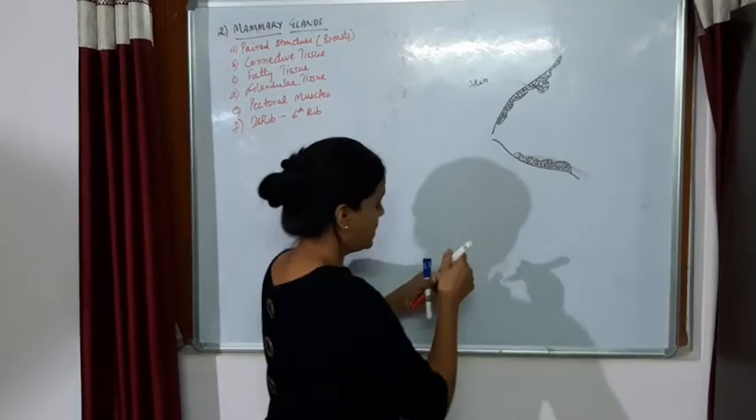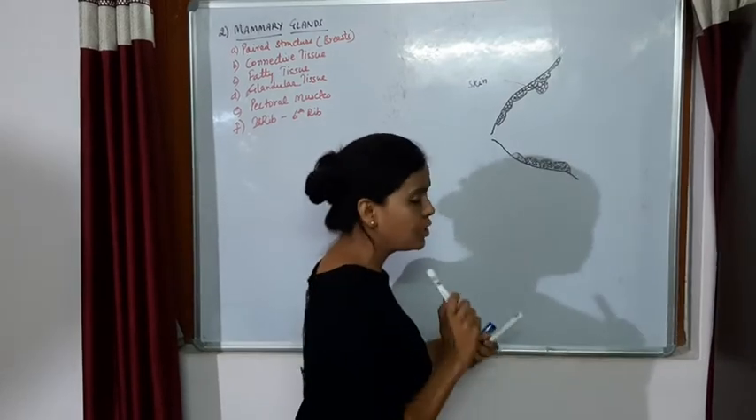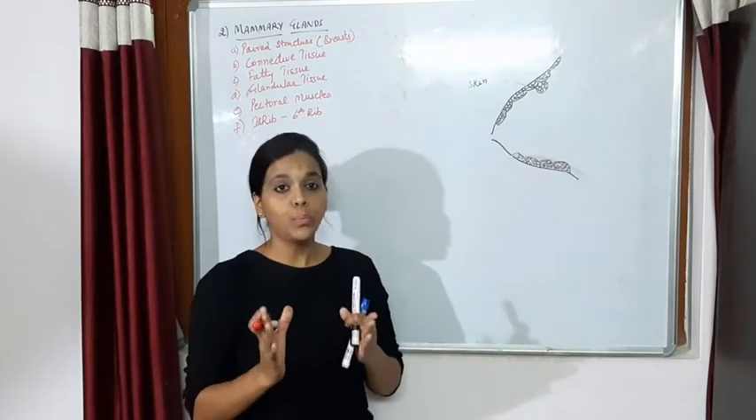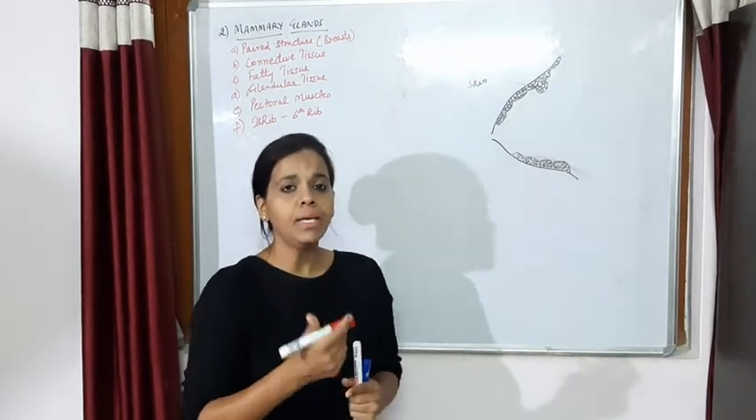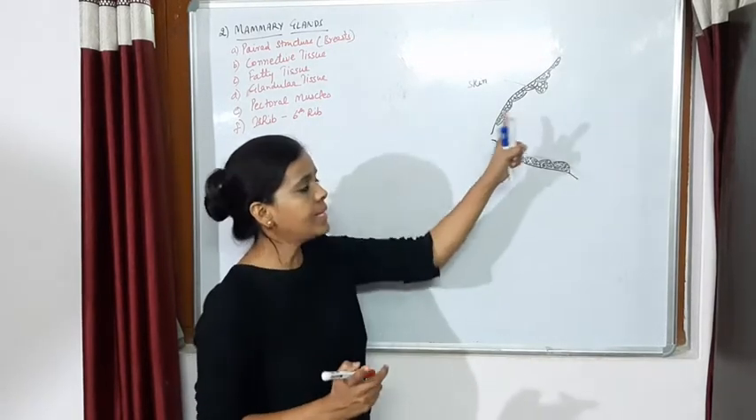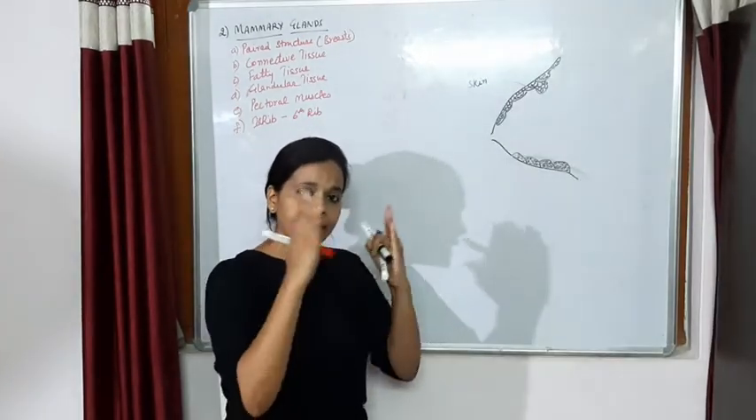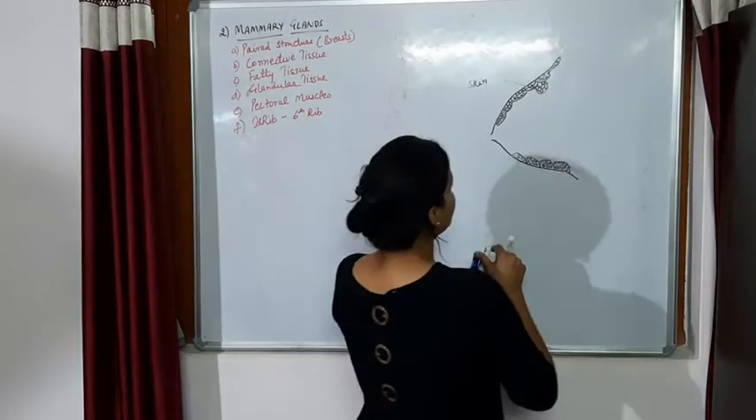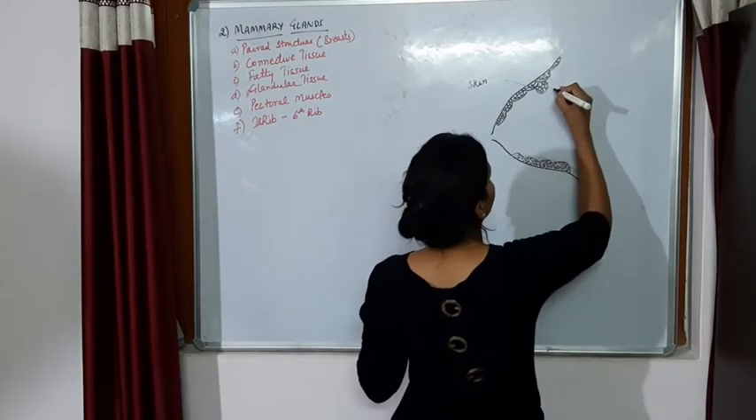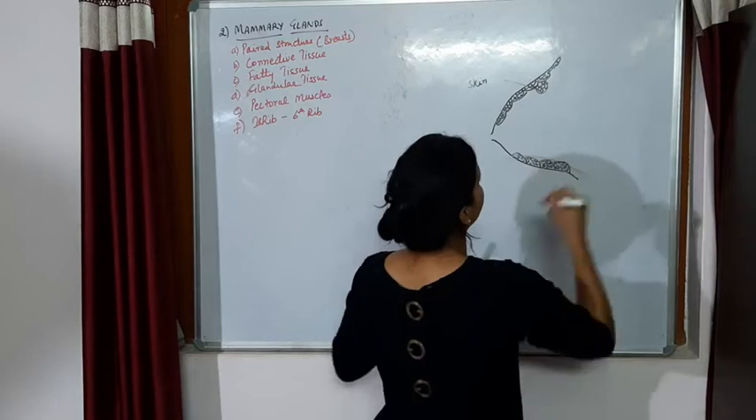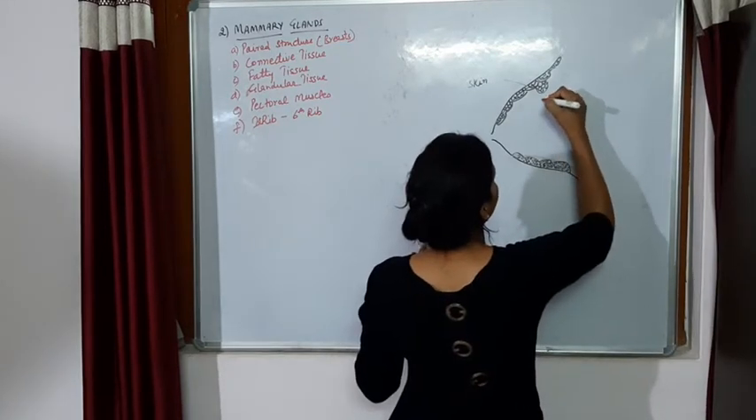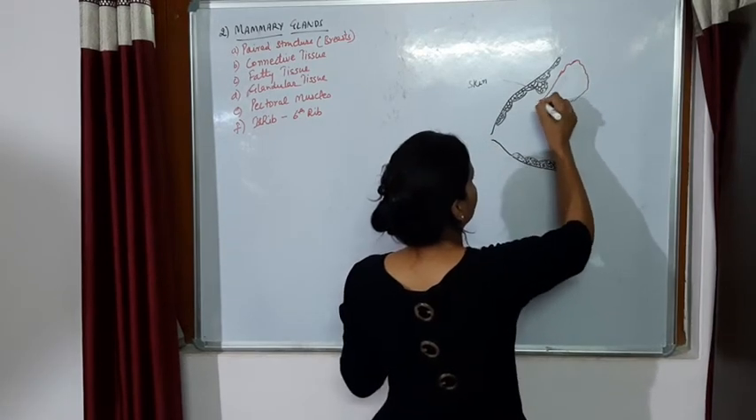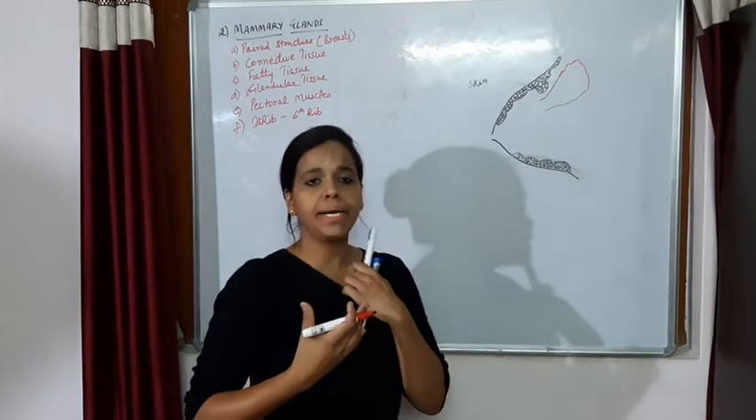Now this mammary gland shows the presence of 15 to 20 mammary lobes, right? So one breast has 15 to 20 mammary lobes. I will take one lobe, and taking an example of one lobe, we will trace how the milk is conducted, right? So if this is the, let me make it with some other color. This mammary lobe is embedded in the glandular tissue.